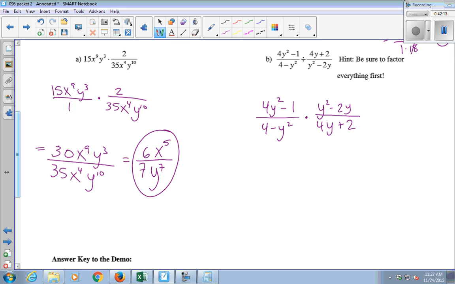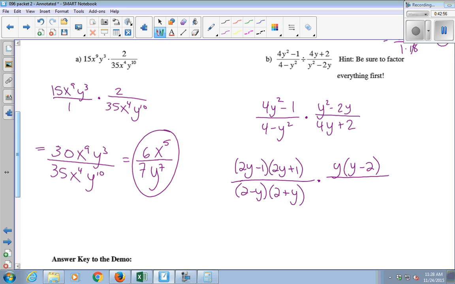So 4y squared minus 1. 4y squared is a square, and 1 is a square. They're both perfect squares. So that's going to factor to 2y minus 1, 2y plus 1. 4 minus y squared. Again, that's a difference of two squares. So it should factor to 2 minus y, 2 plus y. Y squared minus 2y, do they have any factors in common? Y, factor out a y. And I'm left with y minus 2.